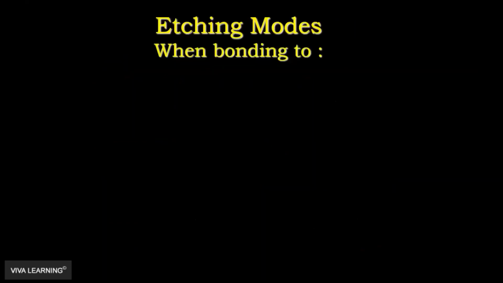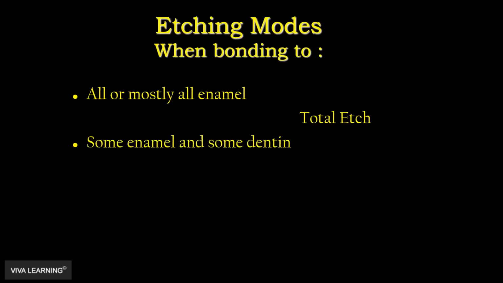So our etching mode. Let's talk about when we bond to what surface and what we would use. If we're bonding mostly or all to enamel, traditionally we would use the total etch technique, because we're going to get the highest bond strengths to enamel with a total etch phosphoric acid technique. Some enamel and some dentin, this is where we want that hybrid technique, where we're going to put acid etch on the enamel, and we're going to use self-etching on the dentin.